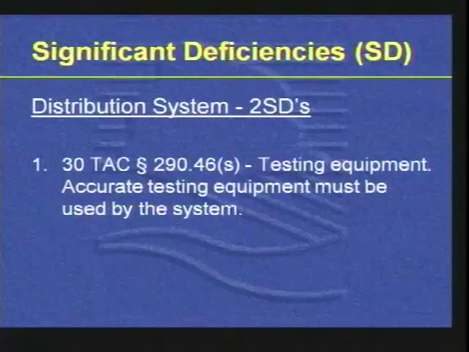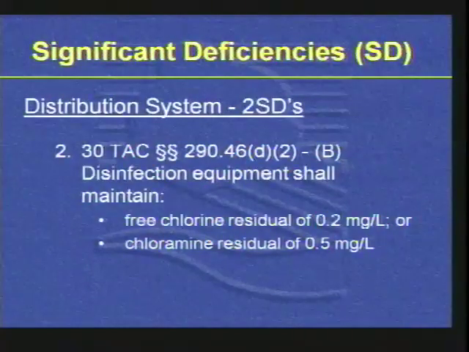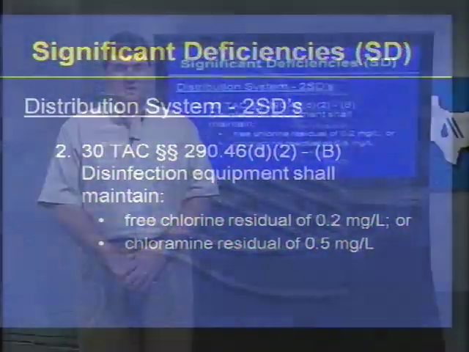The next element that we had to identify a significant deficiency for was distribution system. We identified 2 significant deficiencies here. They are 29046S, and that says testing equipment shall be accurate. The second significant deficiency is 29046D2, and disinfection equipment shall maintain a free chlorine residual of 0.2 milligrams per liter or 0.5 milligrams per liter.